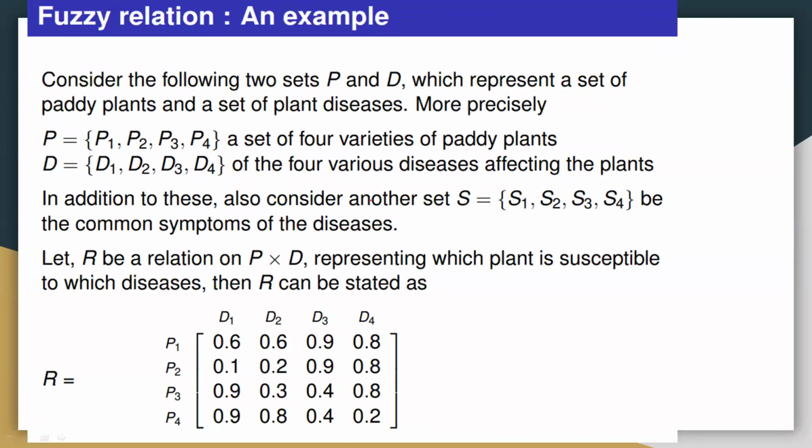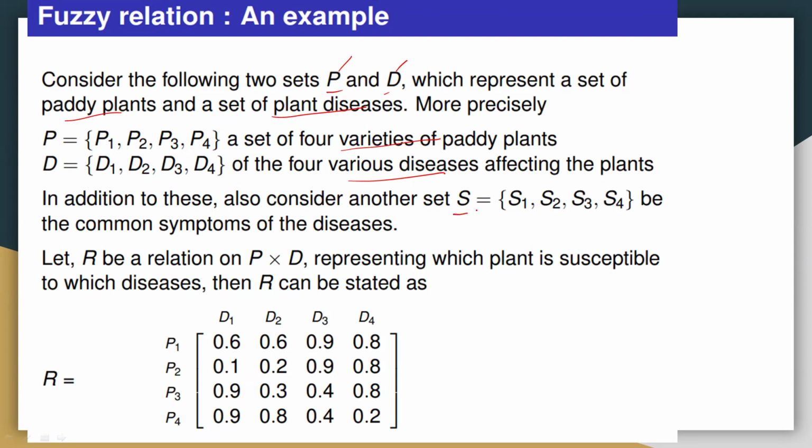So consider this, such type of questions can be asked. Maybe directly they won't ask what is the max-min. They can give you some questions like this, and eventually you have to find the composition. Say, suppose that you have a set P and D, which represents a set of paddy plants and a set of plant diseases. So P represents the different kinds of paddy plants, P1, P2, P3, P4, and D represents the plant diseases, D1, D2, D3, D4. So you have four varieties of such plants and four diseases that affect these plants.